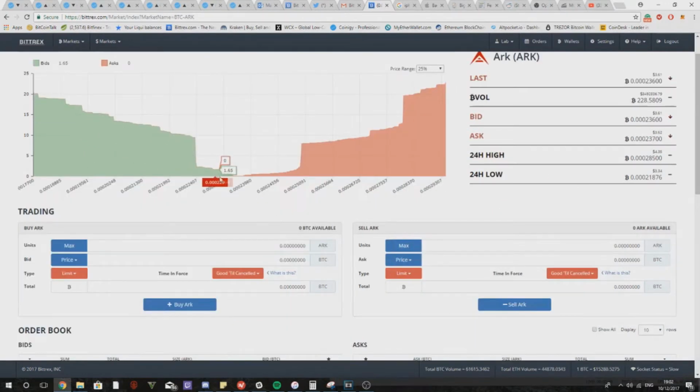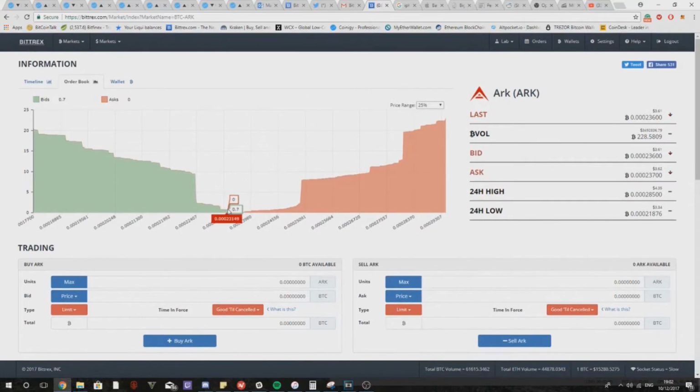A general rule of thumb for predicting future price movements would be that the buy wall next to the market price down here has to be slightly bigger than the sell wall to push the price upwards.